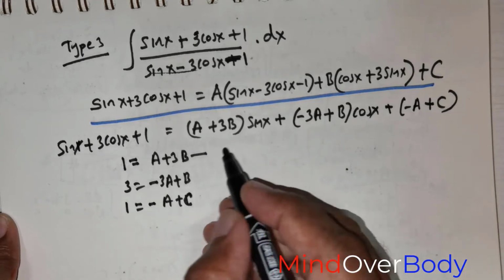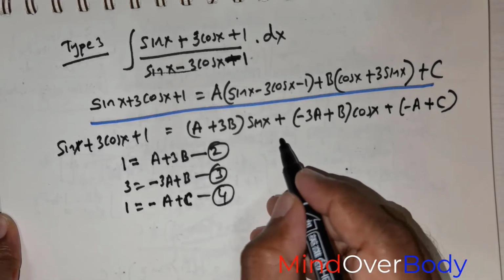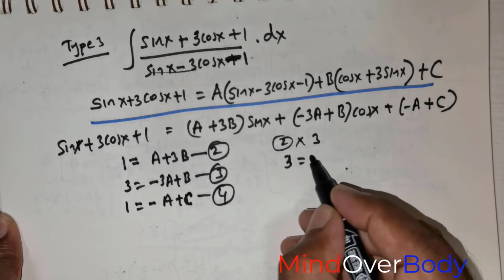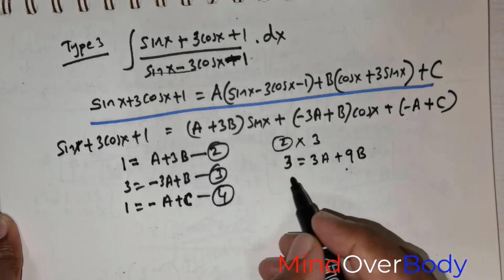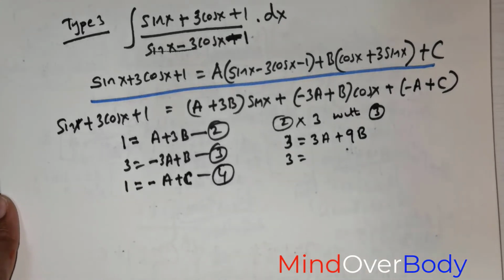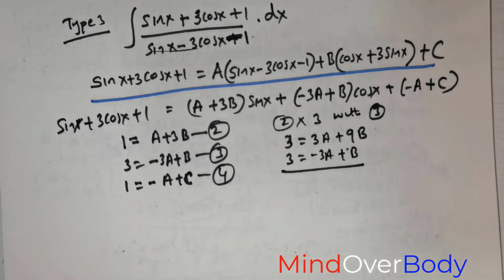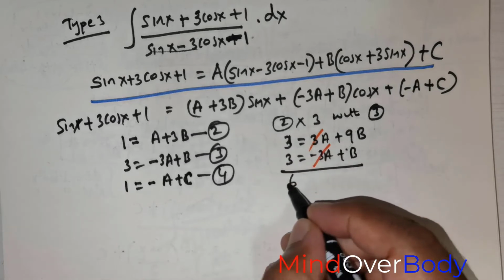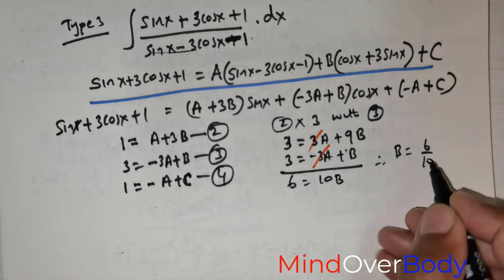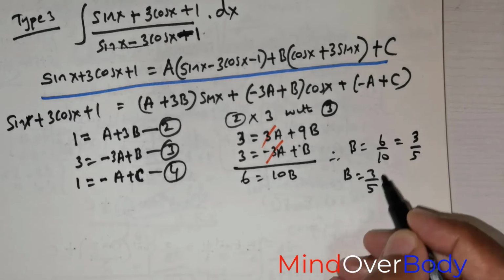So we can solve. Let me take this as 2, 3 and 4. So what I'm going to do, I'm going to multiply 2 with 3. So that would give me 3 is equal to 3 times a positive 9b, and I'm going to solve it with equation 3. So we're going to have 3 negative 3a positive b. So you can cancel these two things. So this is going to be 6 and this is going to be 10b. Therefore b is equal to 6 over 10, which is 3 over 5. So the value of b is 3 over 5.